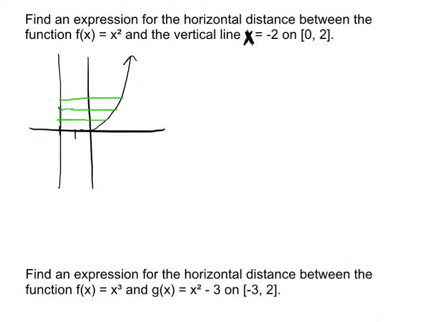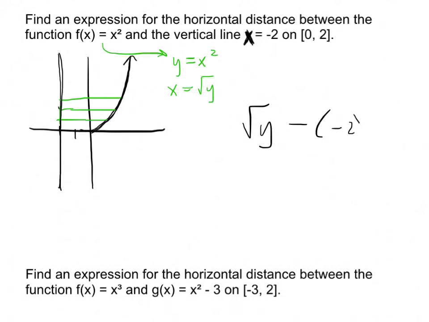I need x equals equations. So I'm going to take this thing here, which is currently y equals x squared, and change it into x equals the square root of y. And now when I'm finding these distances, I want to take my right function, which is now the square root of y, and subtract my left function, which is negative 2. So I end up with the square root of y plus 2. That's my expression.